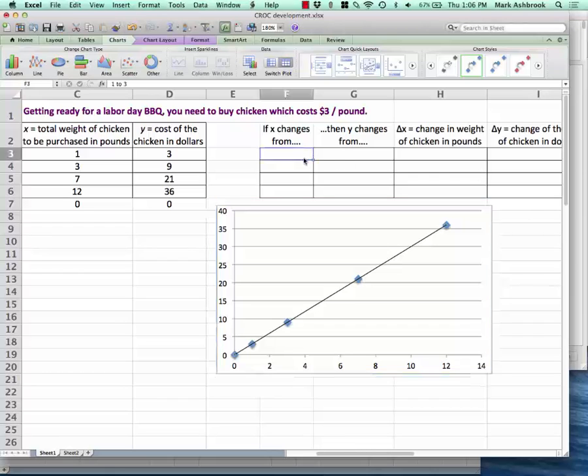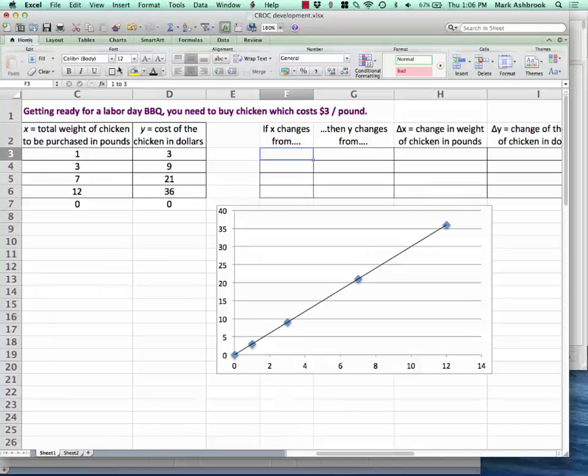So now I want x to change, talking about changes, from 1 to 3. So I want you to finish the rest of this table. So then y would change from what? If x changes from 1 to 3, then y changes from 3 to 9. What is delta x in that situation? What is delta x? The change in the total weight. What would the change in total weight be? 2. Final minus initial. 3 minus 1 would be 2. And then what's the corresponding change in cost? 6. 9 minus 3.